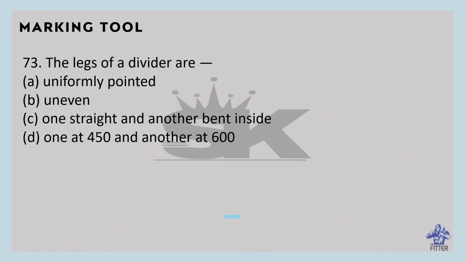The legs of a divider are uniformly pointed. Dividers are tools used for measurement in geometry. Dividers are used for scribing circles and also for taking off and transferring dimensions. The legs of a divider are uniformly pointed.